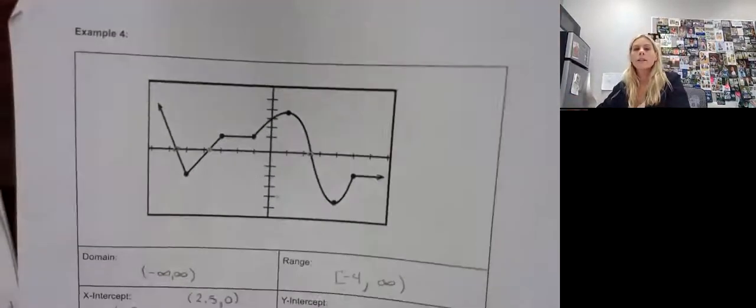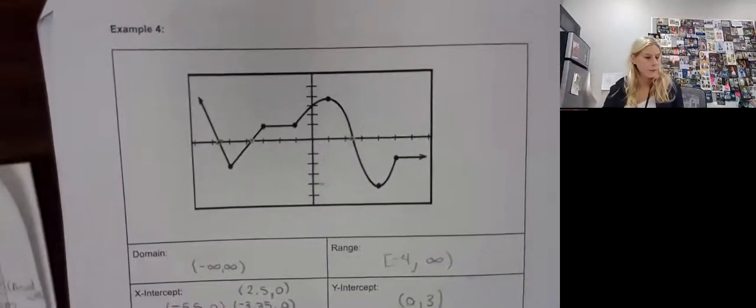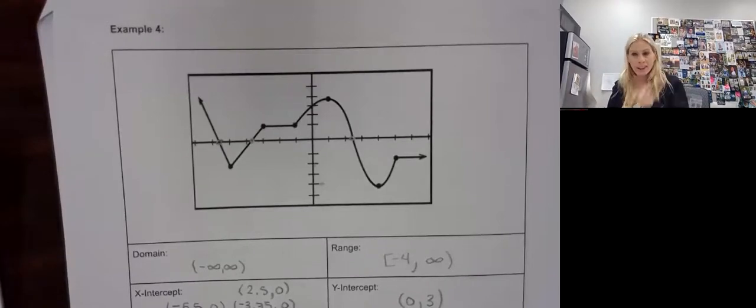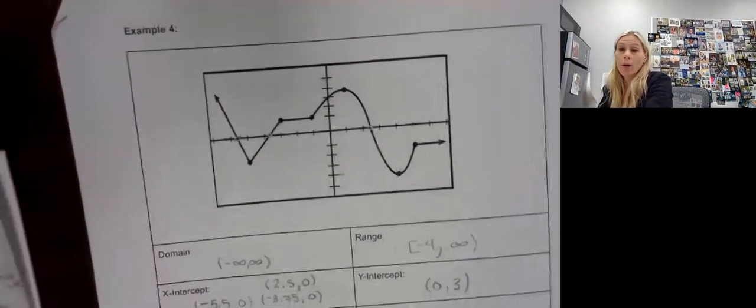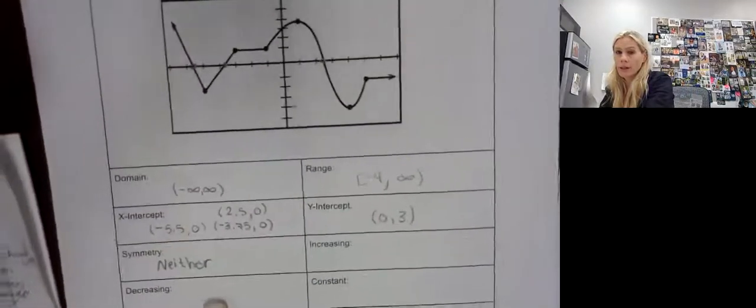All right, let's go to our next graph. Okay, this is the crazy one. So first of all, I'm going to use my fingers to trace it, use my words for decreasing, increasing, constant, my arrows. And then I'm going to show you that trick about going in order from left to right, okay?